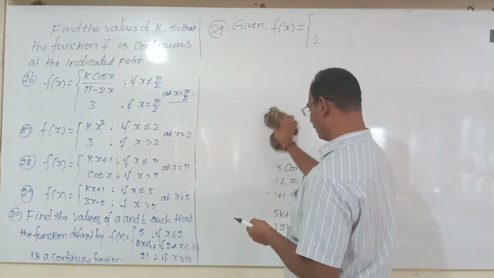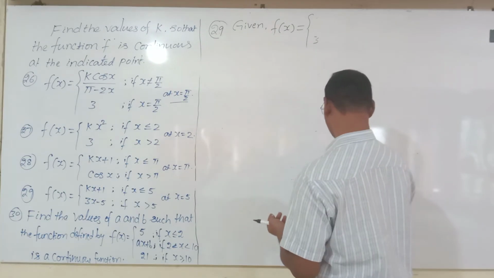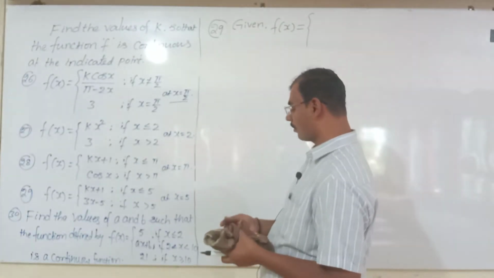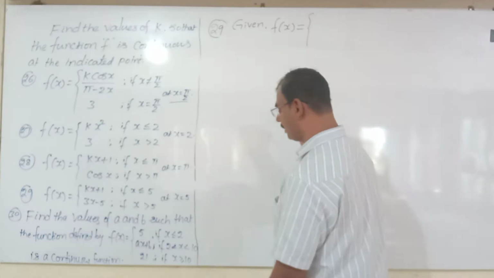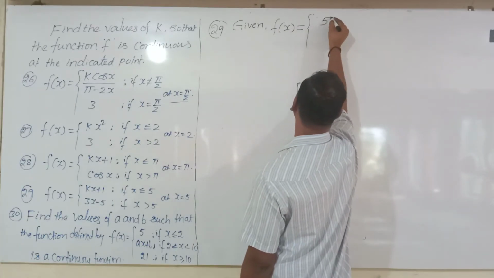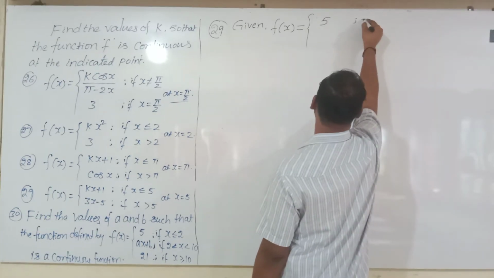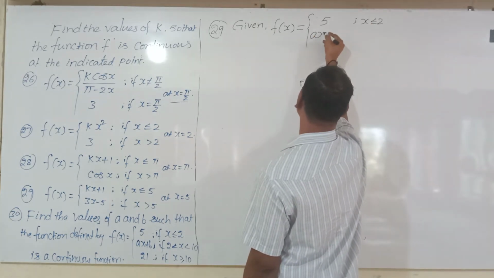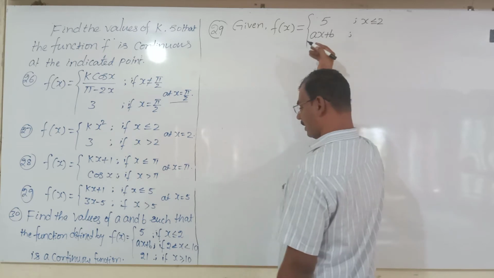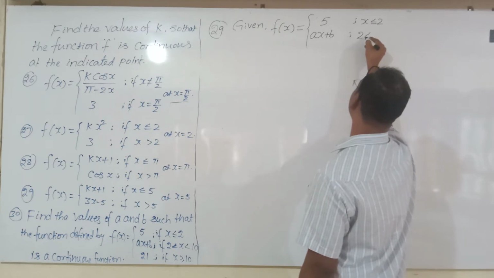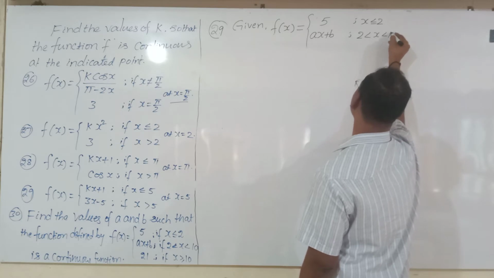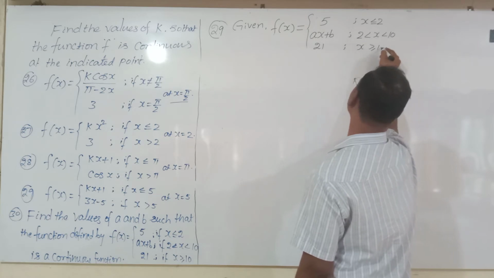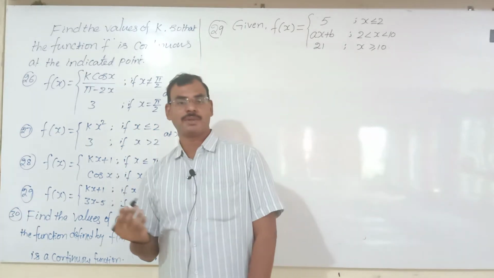To find two numbers, also we can find two numbers, three numbers by solving only two equations, at different conditions. What is the function? He defined f of x is equal to 5 when x is smaller than or equal to 2, ax plus b when x lies between 2 and 10, and 21 when x is more than or equal to 10. Okay, this is the problem.